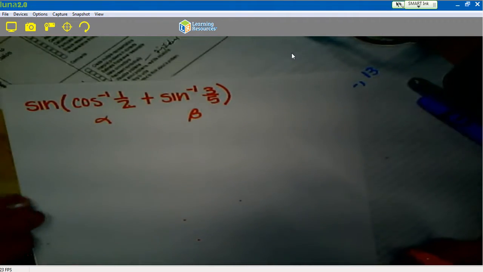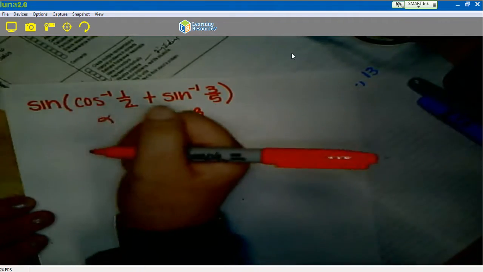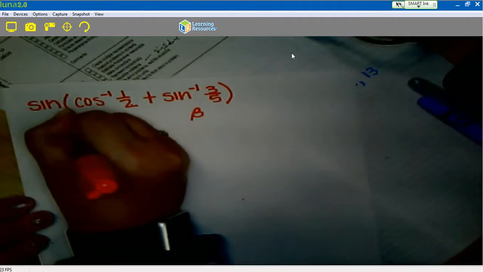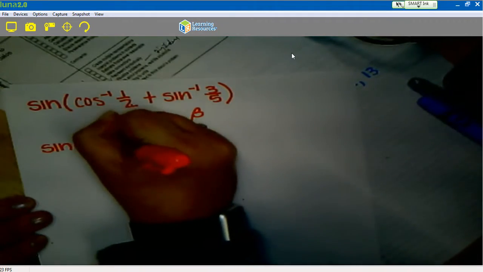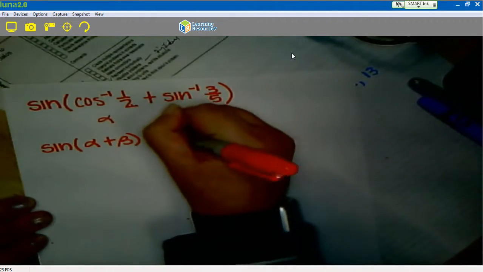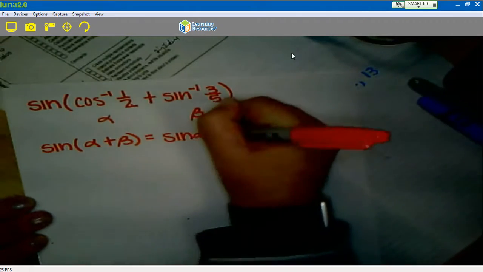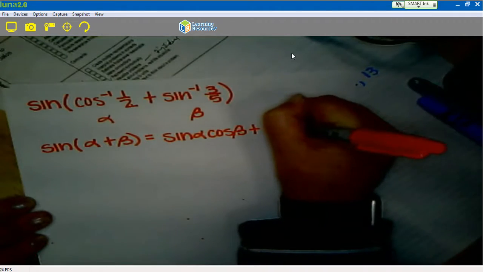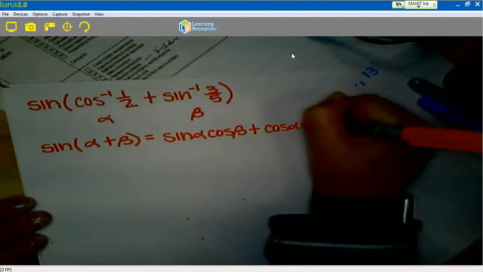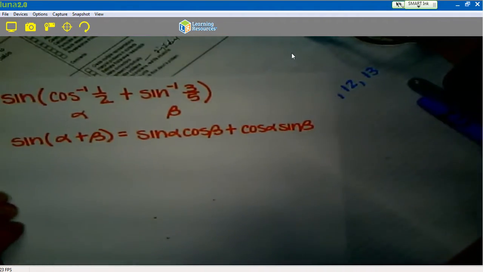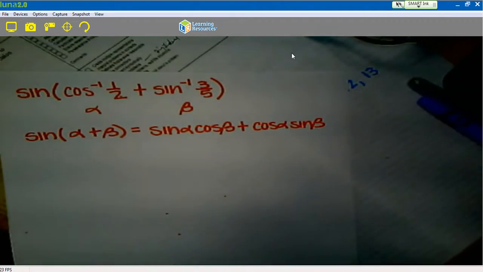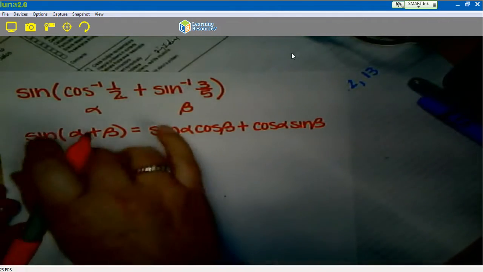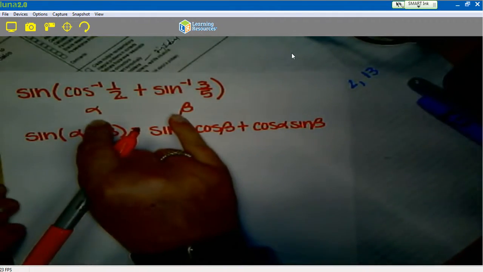So what we're really looking at here is our expansion of sine alpha plus beta. So sine alpha cosine beta plus cosine alpha sine beta. So that's what we're actually going to be trying to solve here in a moment. But let's talk about this alpha and beta.